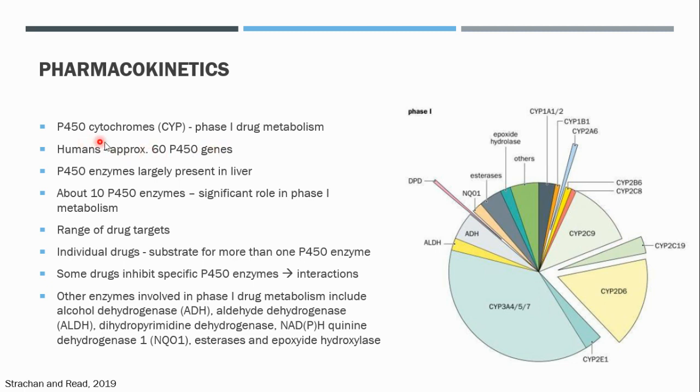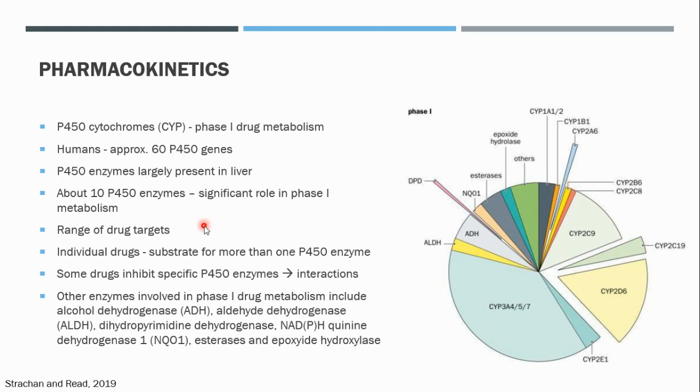As I mentioned, P450 cytochromes, which can also be called CYPs or CYP enzymes, are involved in phase 1 drug metabolism. In humans, there are approximately 60 P450 genes that have been identified, and most P450 enzymes are present in the liver. The liver is the organ that is responsible for drug metabolism. We know that at least 10 P450 enzymes play a significant role in phase 1 metabolism of drugs. And this diagram shows the P450 enzymes that have been identified to play significant roles in phase 1 drug metabolism.